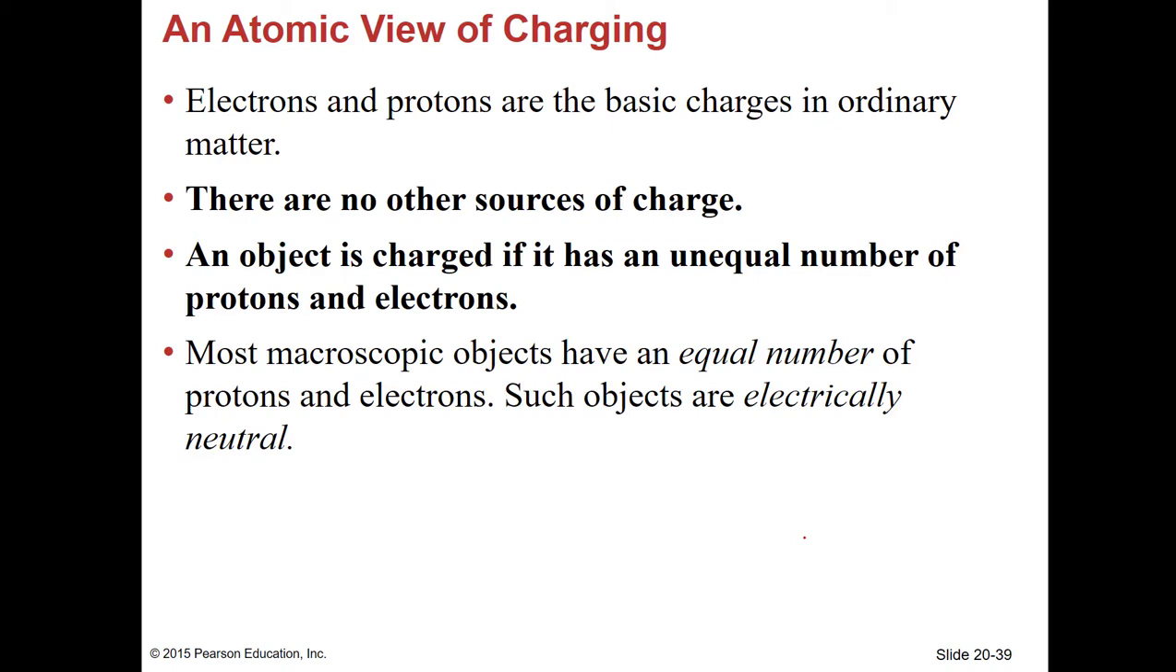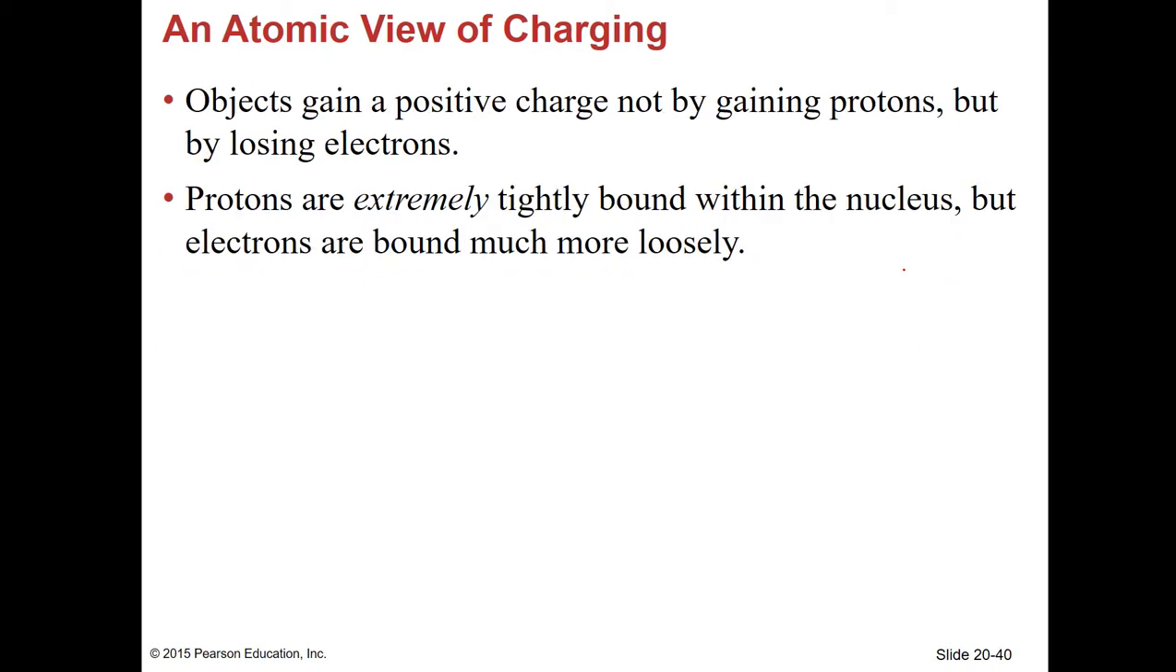So electrons and protons, those are the basic carriers of charge. No other sources of charge. So protons and electrons. So an object is charged when it has an unequal number of protons and electrons. So if you have more electrons, you're negatively charged. More protons, you're positively charged. Okay, and if you have an equal amount, the object is neutral. So as I said before, if something's positively charged, it's lost electrons. It's hard to remove protons from something. Electrons are the entity that you can actually remove or add.